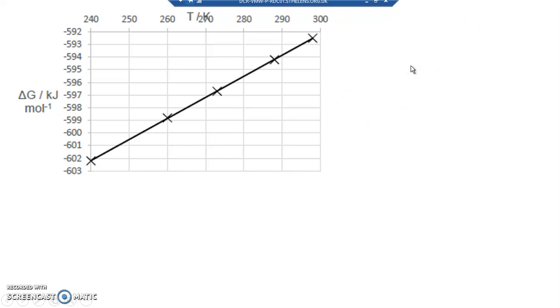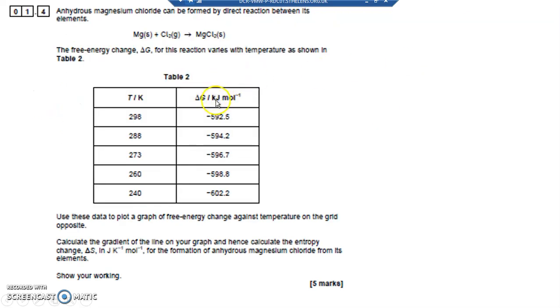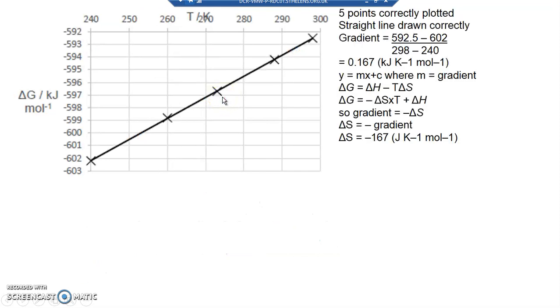It's in kilojoules here because Gibbs free energy change is in kilojoules. Kilojoules per Kelvin per mole. So to get that into joules, we're going to have to multiply by 1,000. To get kilojoules down into joules per Kelvin per mole, a large unit value down into a smaller one, you multiply by 1,000.